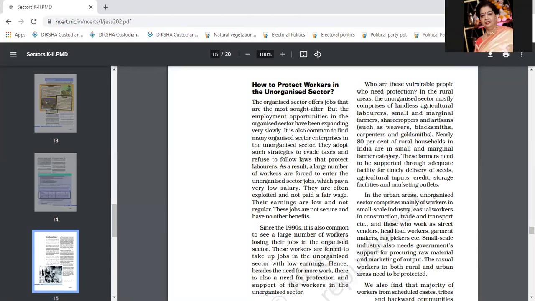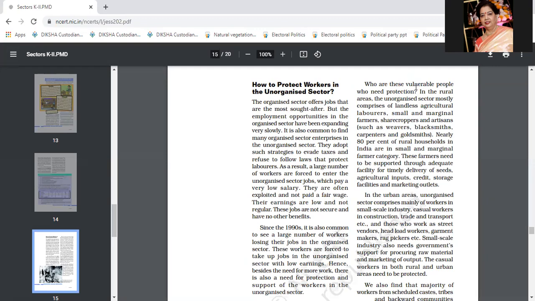Now we are just discussing how to protect workers in the unorganized sector. As we have discussed, there is a need for protection and support of the workers in the unorganized sector. Now, we can give many suggestions to protect the workers. The most important thing is the government can fix the minimum wage rate and working hours.